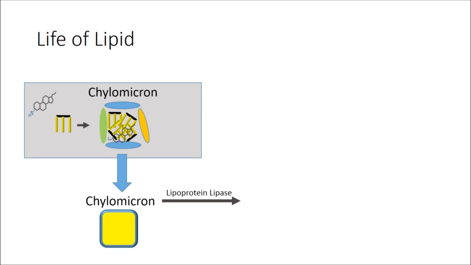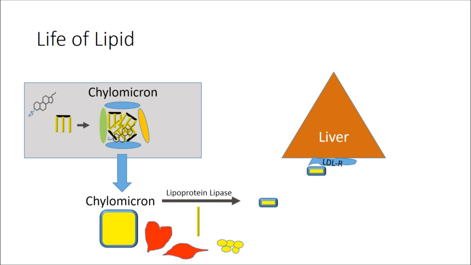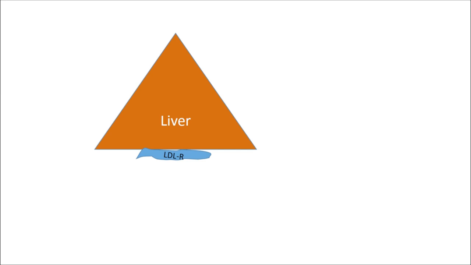It is then circulated, and through the action of lipoprotein lipase, free fatty acids are cleaved off of the triglyceryl backbone, which are then given to various organs such as heart, muscle, and importantly, the adipocytes for storage. The heart and the muscle use them for energy, and the adipocytes store them in the form of lipid. It then decreases the amount of triglycerides it has, and now is a chylomicron remnant. And that chylomicron remnant goes to the liver, and through an LDL receptor, is taken up into the liver.